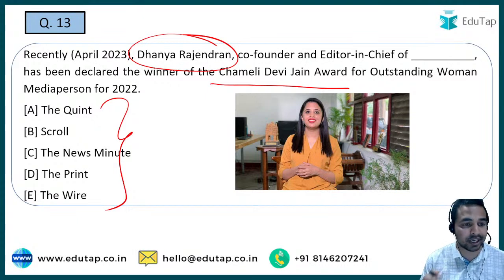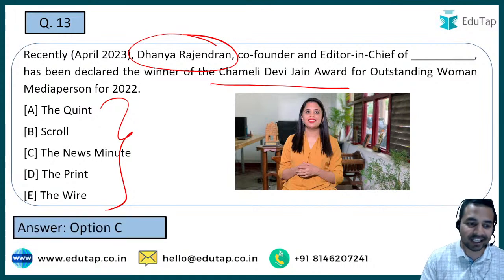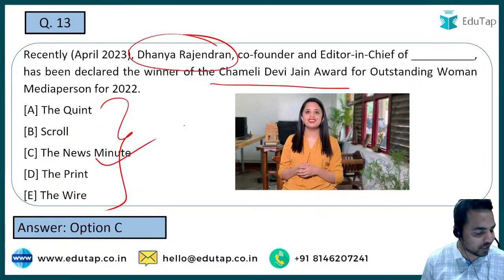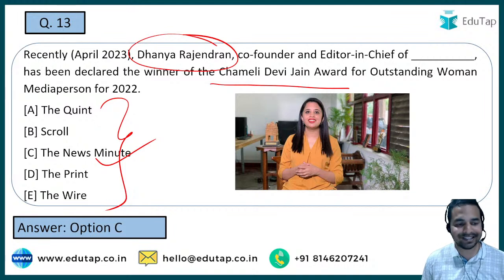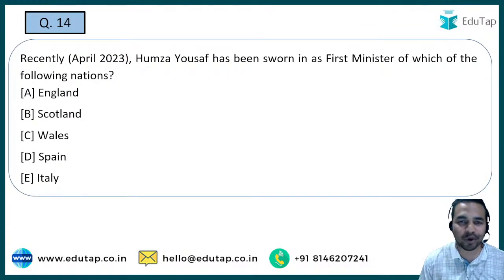Now when I talk about the name of that particular organization to which she is co-founder and the editor-in-chief, it is basically The News Minute, that is option C. And here I can see that all the people have given me the right answer. Bhubesh, Shashi, Nishi, Sapna, Aishwarya, Abhishek. That is option C, The News Minute. Well done, guys. Now let's move on to the next question.